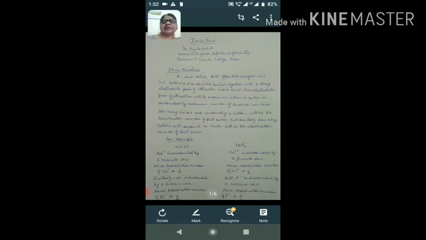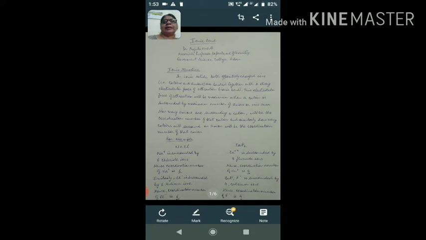This electrostatic force of attraction will be maximum when a cation is surrounded by the maximum number of anions, or vice versa. How many anions surround a cation is the coordination number of that cation. Similarly, how many cations surround an anion is the coordination number of that anion.